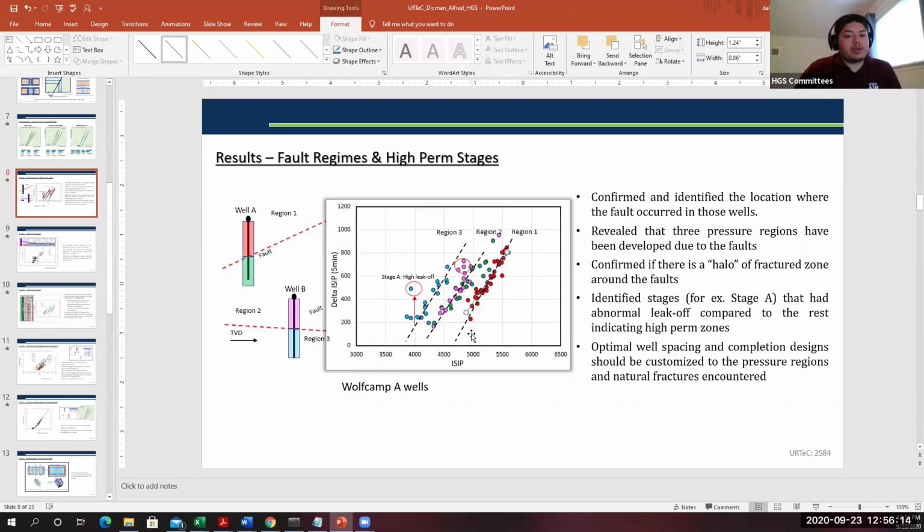So yes, the pressure is being felt, but it's all about the delta change, not about the absolute value of ISIP. That's what I'm trying to say.